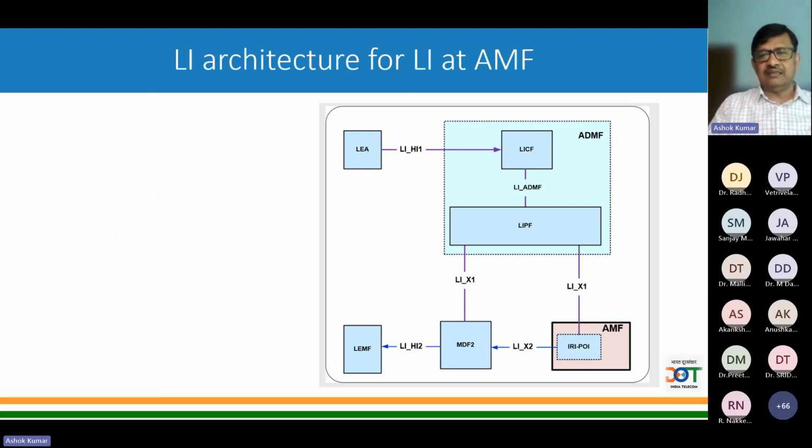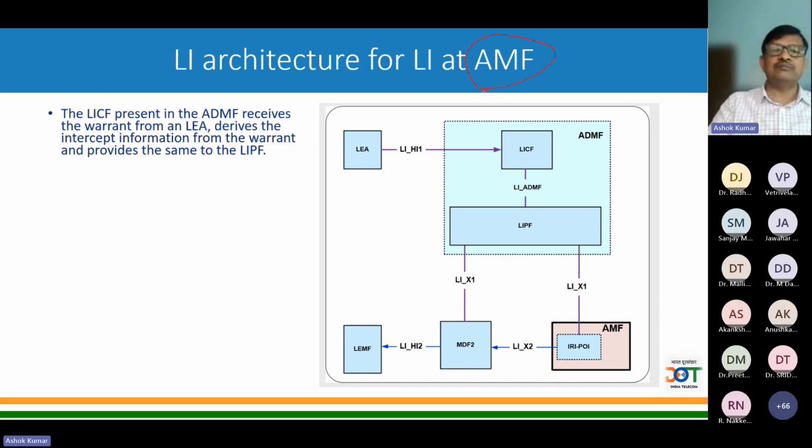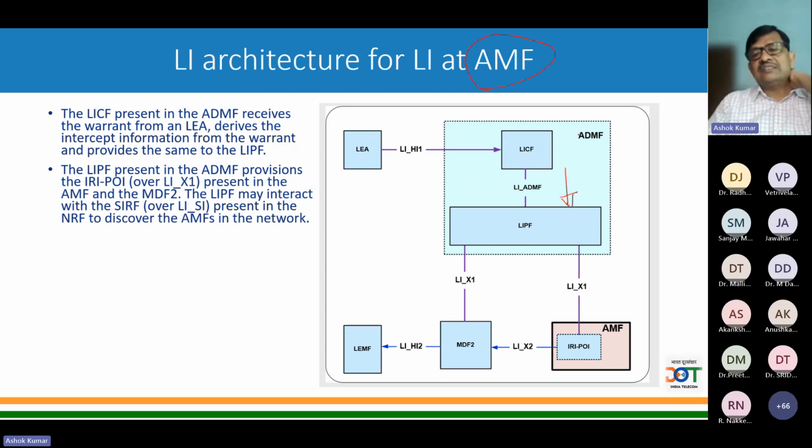Now slightly more detail in respect of different network functions. Let's talk about the access and mobility function. Certain new things will come into the picture. Generally, when LEA gives a warrant, it goes to the admin function and LICF, and LICF asks LIPF for provisioning. Now this LIPF will provision AMF also as IRI, because AMF can provide certain information like registration detail and also the location detail. That's why AMF needs to be provisioned.